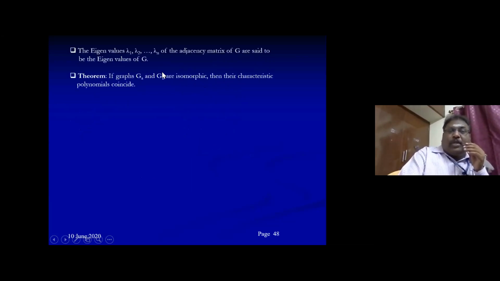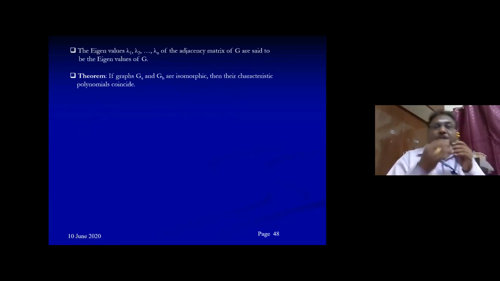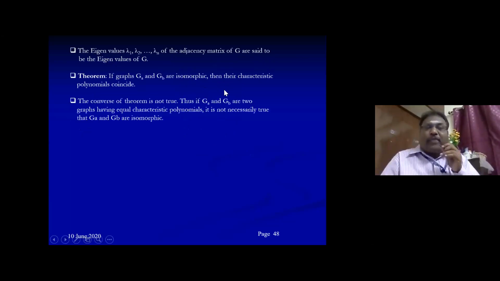Fine. So likewise, we keep the eigenvalues lambda 1, lambda 2 of the adjacency matrices. And then we have a result here. It says that if two graphs, GA and GB, are isomorphic, then their characteristic polynomials coincide. The structure is preserved, isomorphism is there, so the polynomials will be the same, no doubt in it. But the converse is not true.